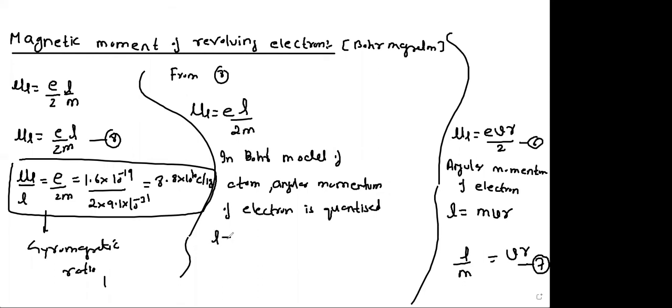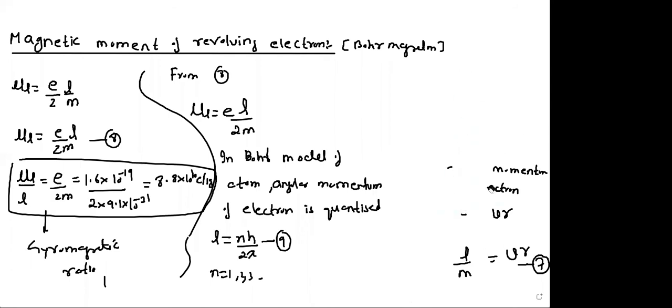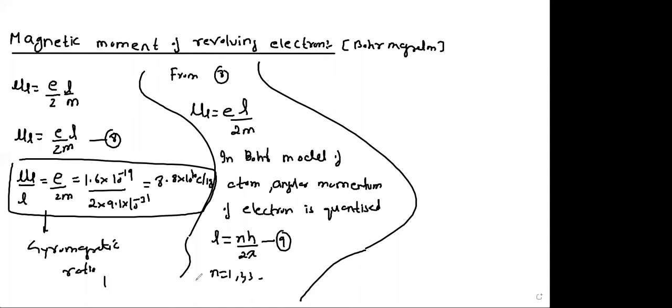Means your L is nh by 2 pi. This equation I take from Bohr's atomic model. Bohr's atomic model simply says that the angular momentum of the electron is quantized, meaning it has fixed values, where n is 1, 2, 3, h is Planck constant, and n is the number of the orbit or shell, your K element shell. You must have done this in class 11 chemistry, first chapter, atomic structure. So L is nh by 2 pi.